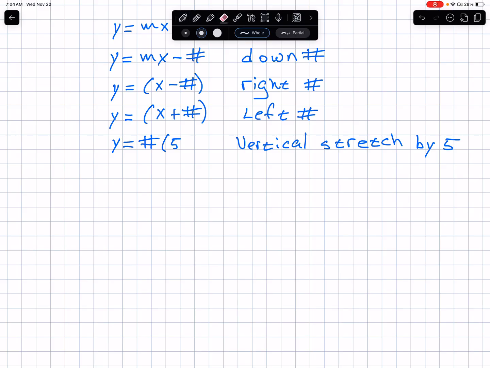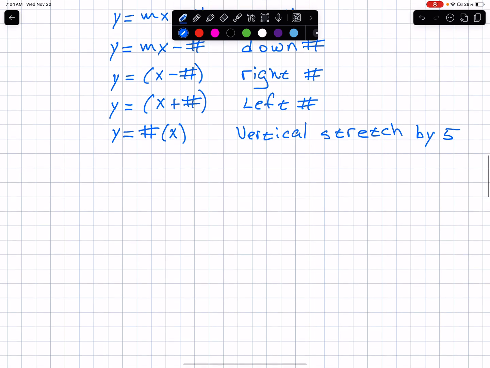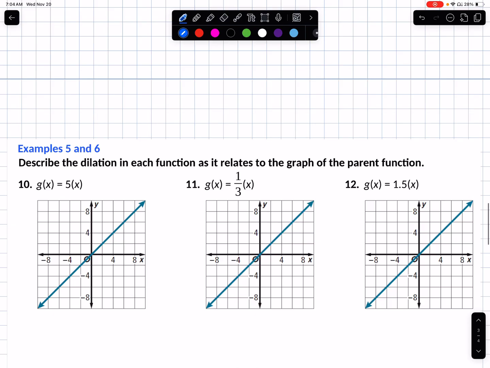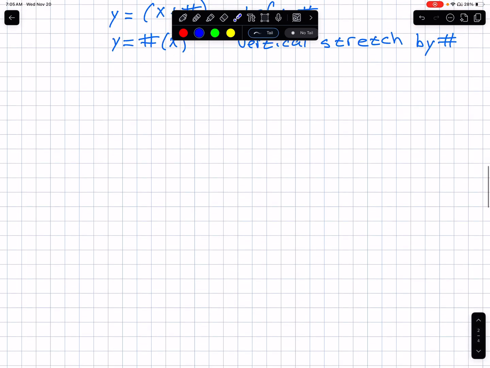Actually, I wanted to write an x right here, not a 5. Okay, so vertical stretch by whatever that number is. I wrote the 5 over here as well. By whatever that number is, which again makes the y values go up 5 times as fast. So if we have this function right here, notice the difference. We have a whole number here, and over here we have a fraction. So for number 10, the units are going up 5 times as fast. For number 11, they're going up 1/3 as fast.